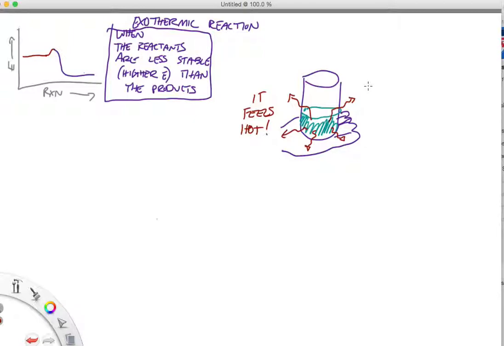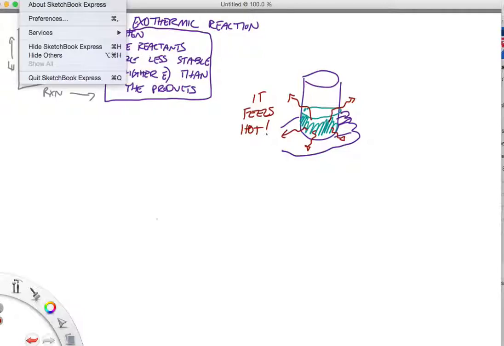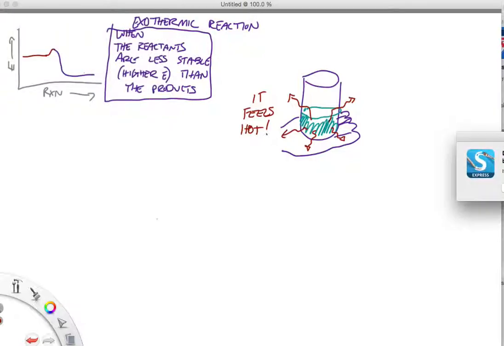Now we have to talk about enthalpy. So let's talk about enthalpy. Right, so enthalpy. Let's get a new sheet for that.